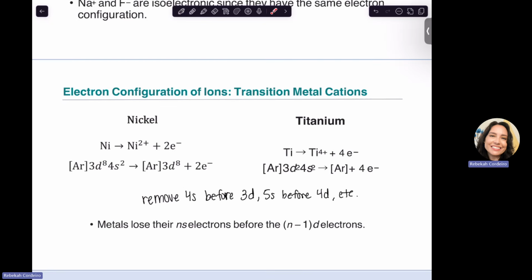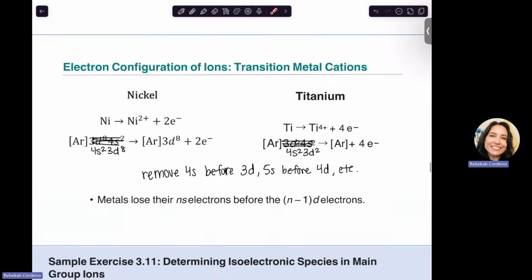So if I need to remove electrons from something that has a d configuration, we need to make sure we remove from the outside first. And I wouldn't write the electron configuration like this. I would write it as 4s2 3d8. I always write it in the order in which I find it on the periodic table. So if that makes sense, if not, text me and I can help you out.